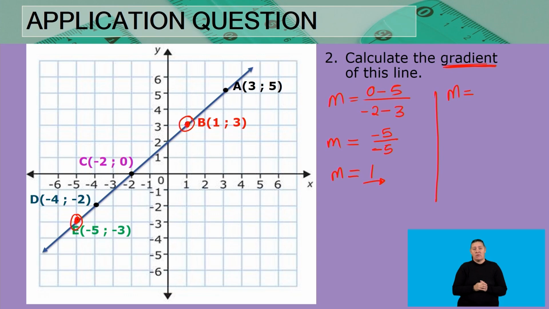Let's start with the vertical change. Now, the vertical change, that is our 3 minus our -3. And that is going to be divided by our horizontal change, which is going to be our 1. And remember, we start with point B because when we were working with the vertical change, we started with point B. So when we move over to the horizontal change, we still work with point B. So that is 1 minus a -5.